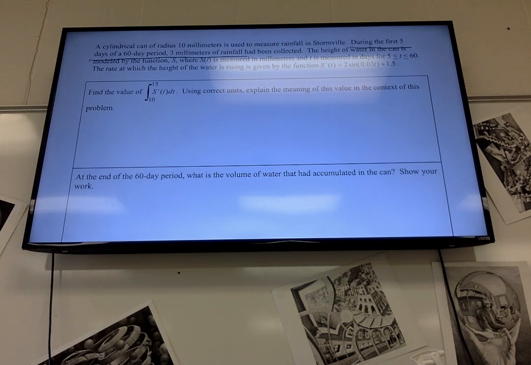The height of water in the can is modeled by the function S, where S of T is measured in millimeters, and T is measured in days, and T is between 5 and 60. The rate at which the height of the water is rising is given by the function, and then they give you this. Notice S prime, and it says it's the rate at which the height of the water is rising. So we're going to start by finding the value of the integral from 10 to 15 of S prime of T. Now this is a calculator problem, so you can be grabbing your calculators.